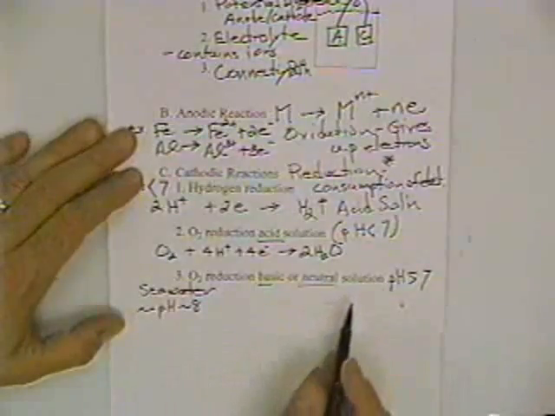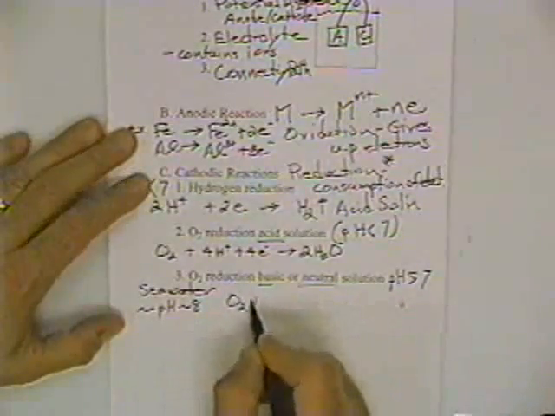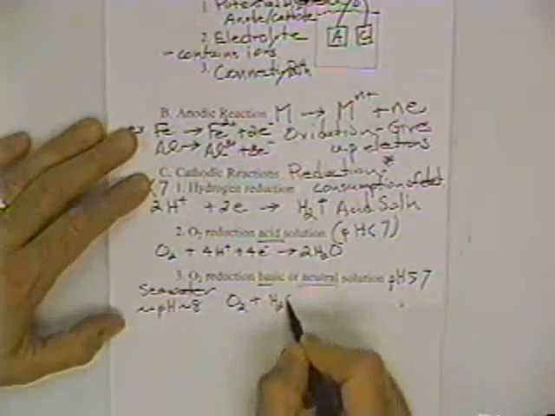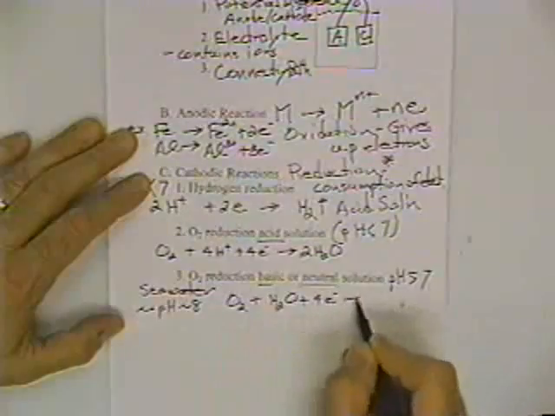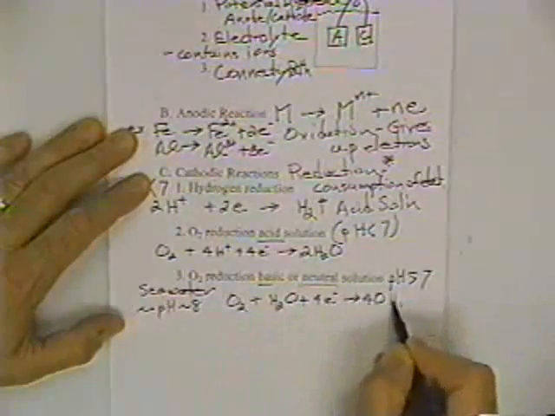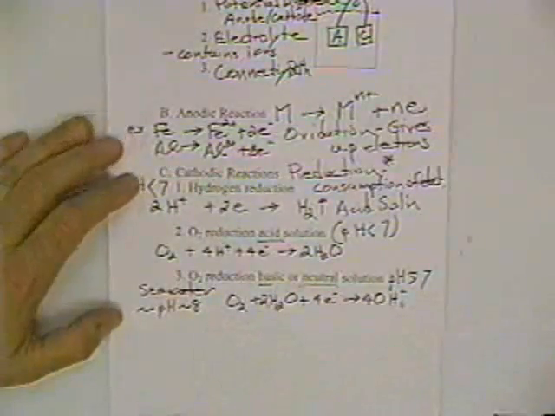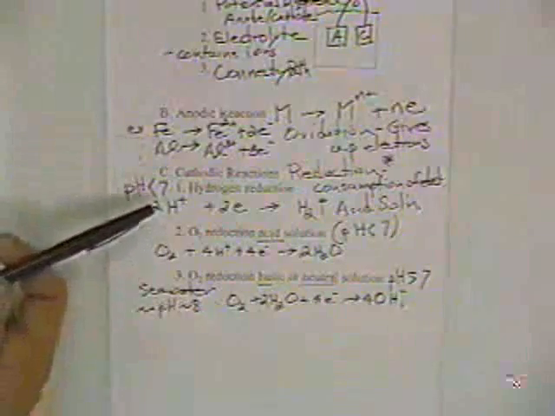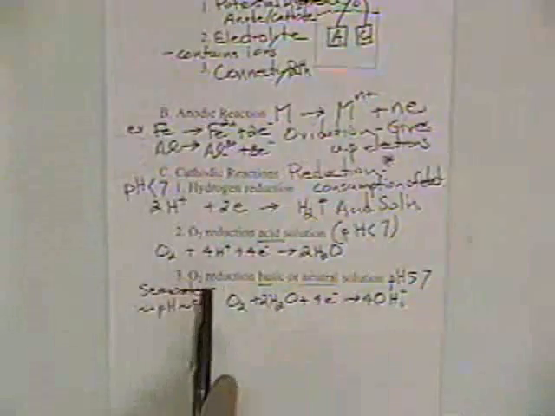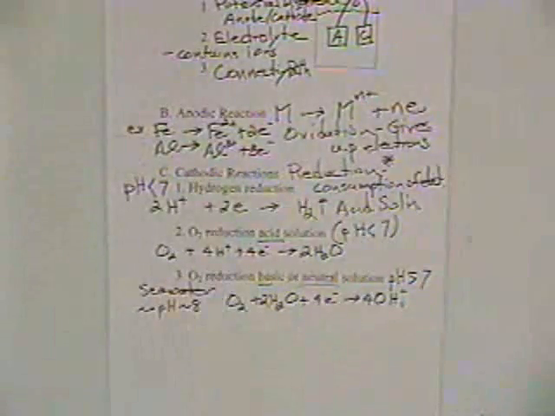The oxygen reduction reaction in basic or neutral solution has oxygen plus water plus 4 electrons going to 4 hydroxide ions, and let's see, we need a 2 in front of the water to make the equation balanced. These 3 cathodic reactions cover almost all of the corrosion situations. The anodic reaction is no problem. The cathodic reaction usually is one of these 3 reactions. Let's work a little example and see how we might do this.